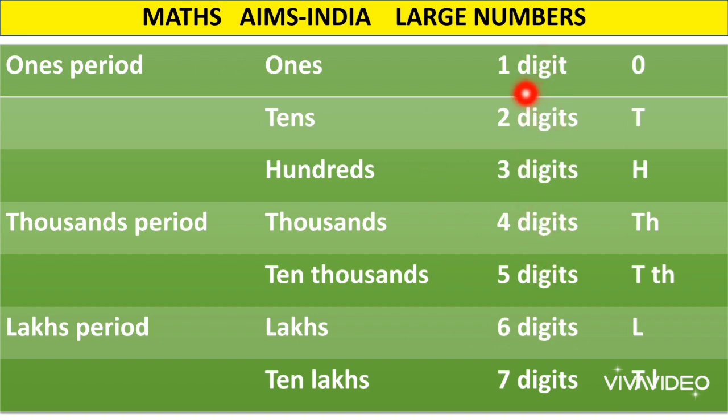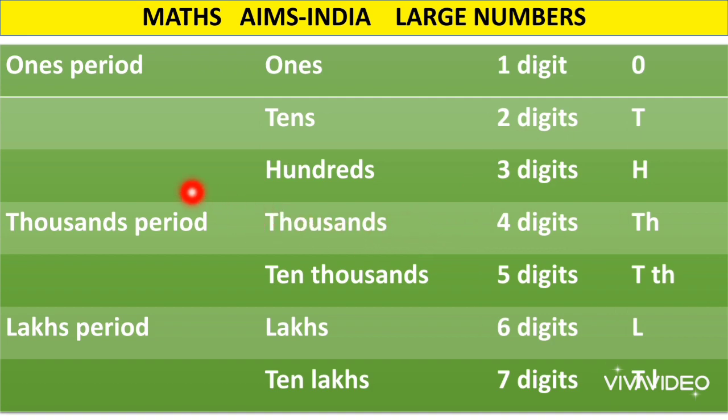Coming to these digits, 1-digit numbers have ones as the highest place value. 2-digit numbers have tens as the highest place value. 3-digit numbers have hundreds as their highest place value. 4-digit numbers have thousands as their highest place value. For a 5-digit number, 10,000s is the highest place value. For a 6-digit number, lakhs is the highest place value. For a 7-digit number, 10 lakhs is the highest place value. Always remember that as we move from the right, the place value increases and also the number of digits in a number increases.